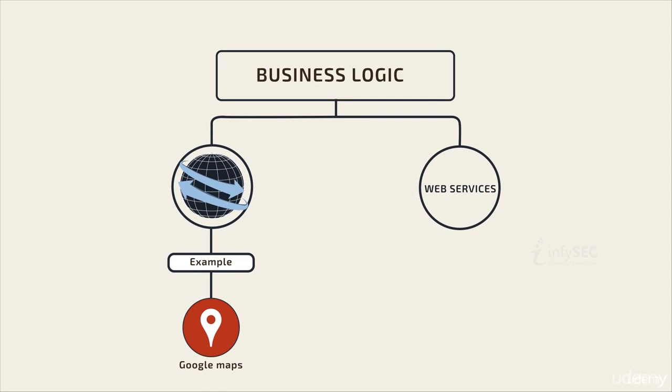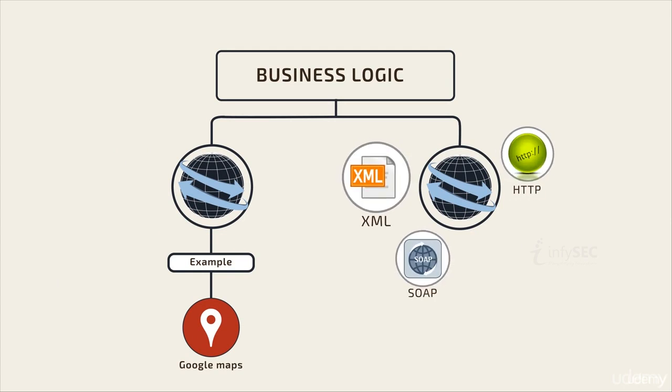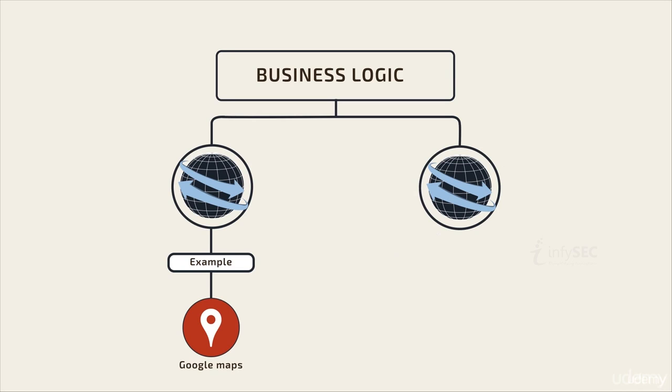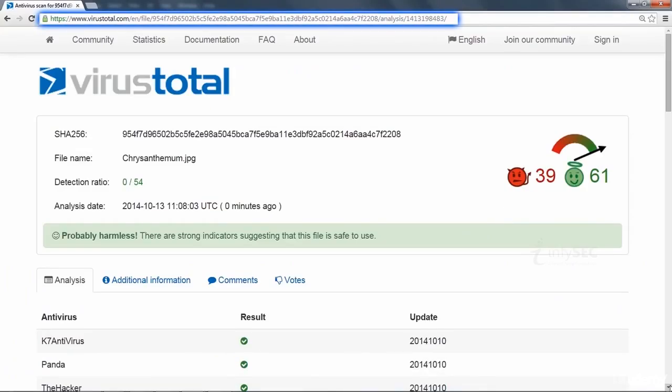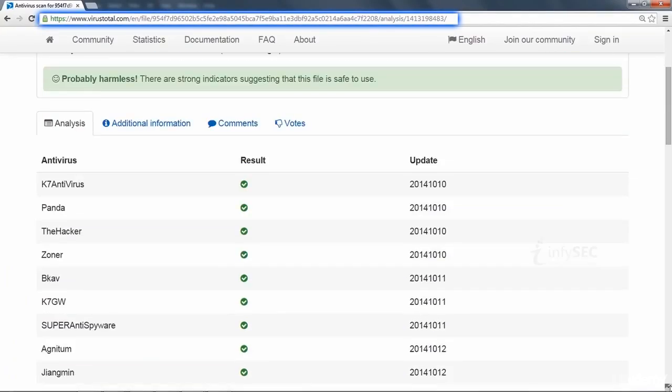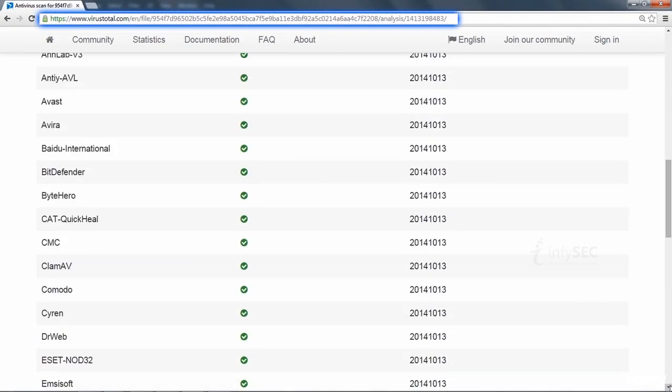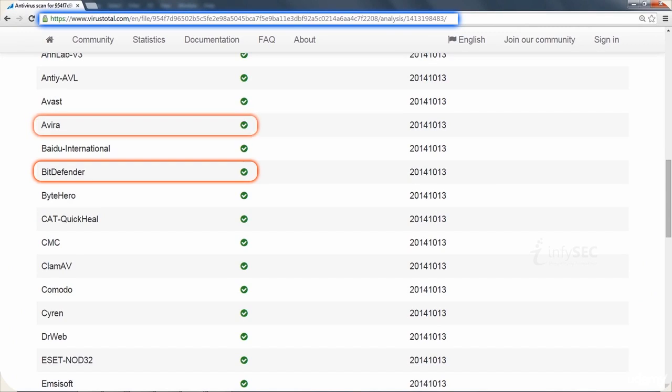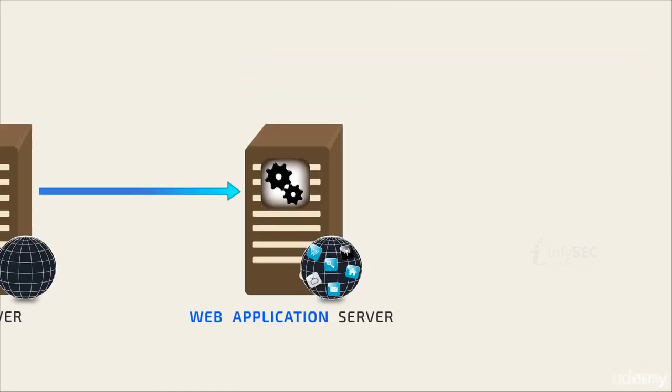What is a web service? When a web application uses open standards such as XML, SOAP, and HTTP to provide interoperability between applications running on different platforms, they are termed as web services. Consider an example, www.virustotal.com. This website fetches services from various antivirus web applications such as Bitdefender, Avira, Avast, etc. in order to give a consolidated report.